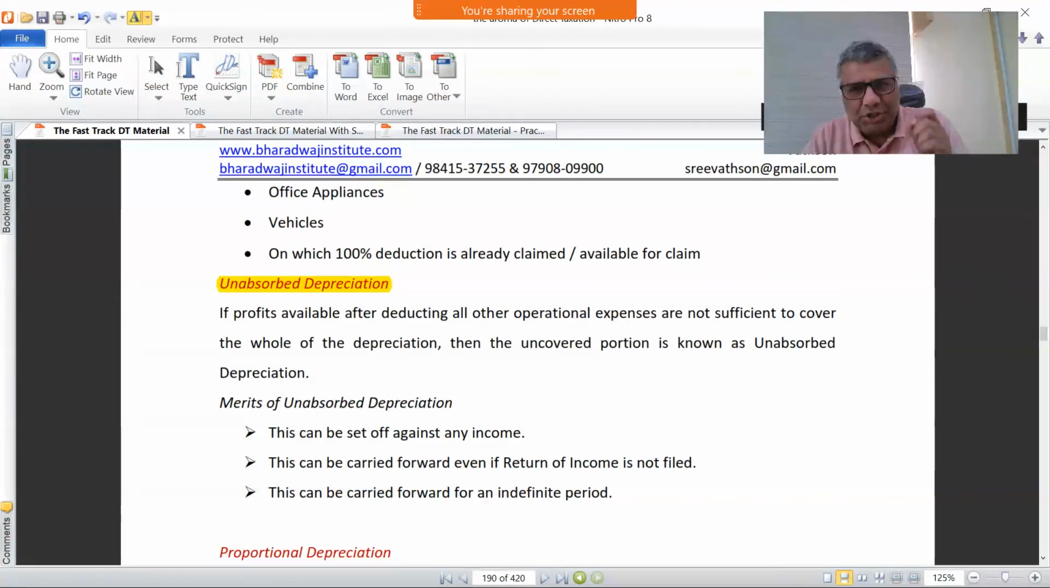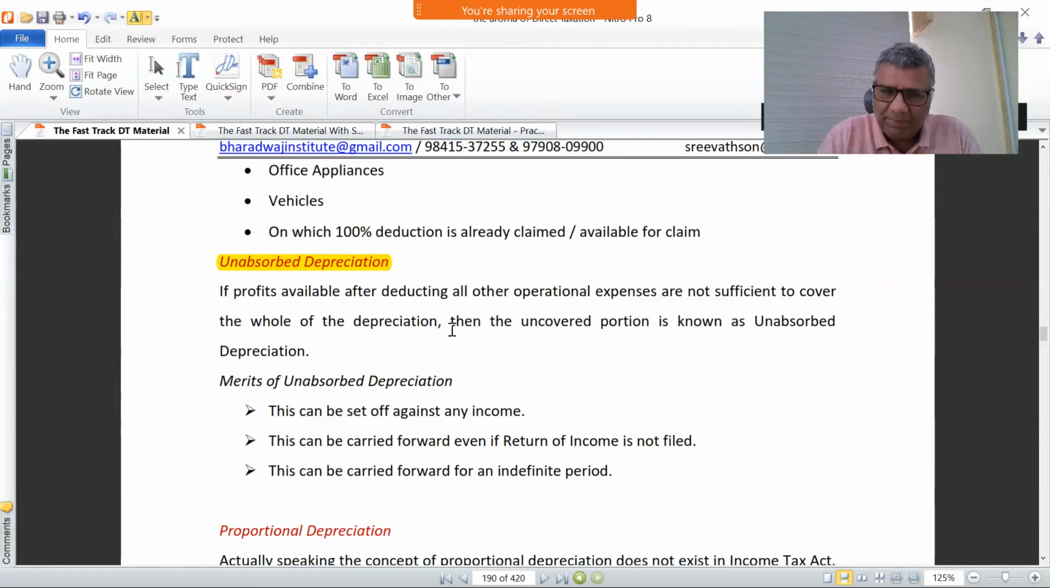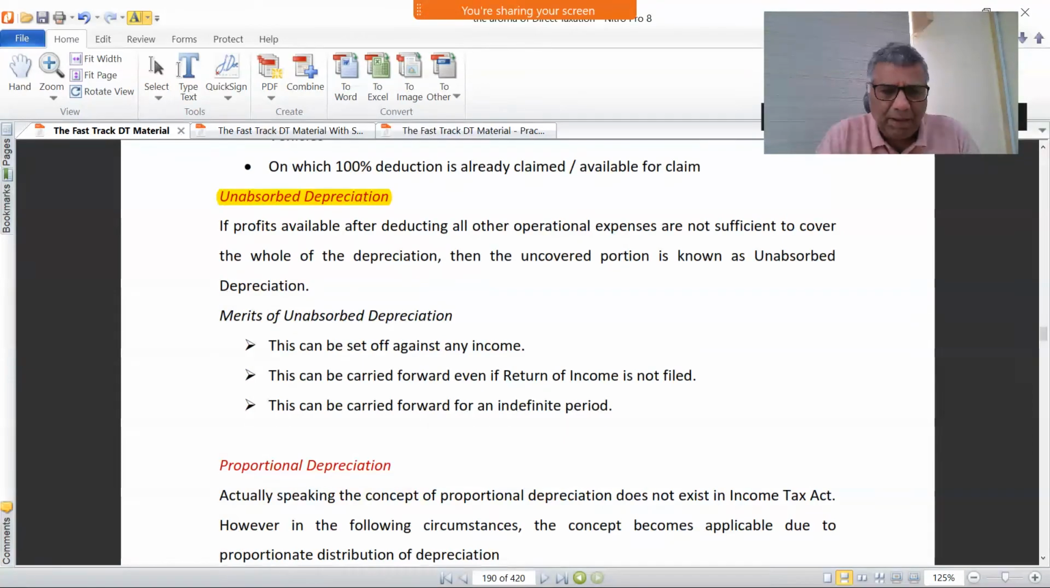If the depreciation is more than the profit before charging depreciation, if the loss is due to depreciation, then it is known as unabsorbed depreciation, which needs to be carried forward for an indefinite time period and can be set off against any income. If profits after deducting all expenses are not sufficient to cover the whole depreciation, the uncovered portion is known as unabsorbed depreciation. The rest of it is in the set off chapter. It's a big benefit available.